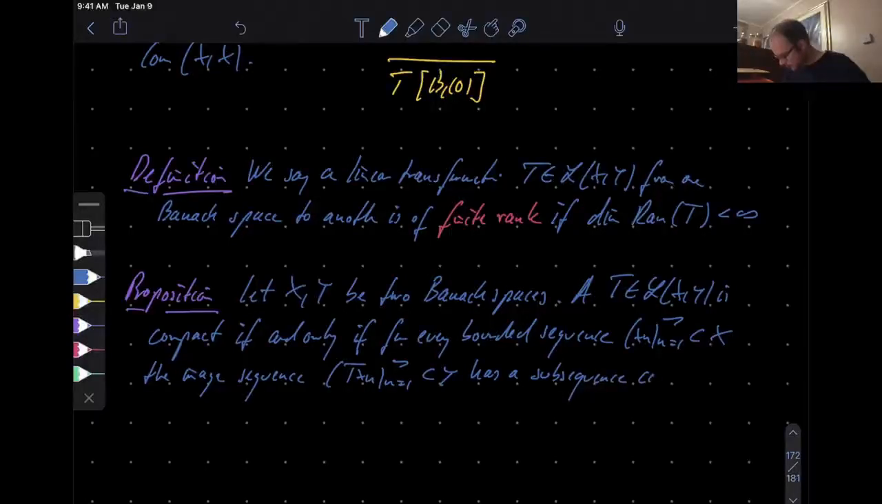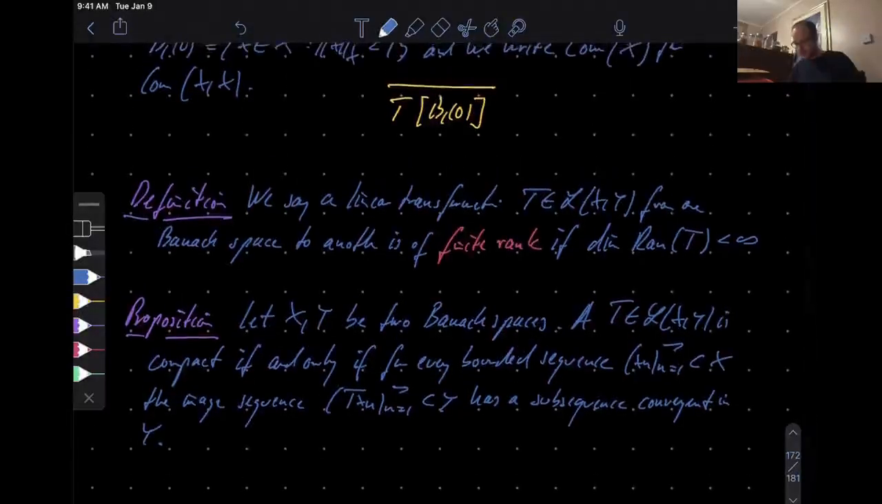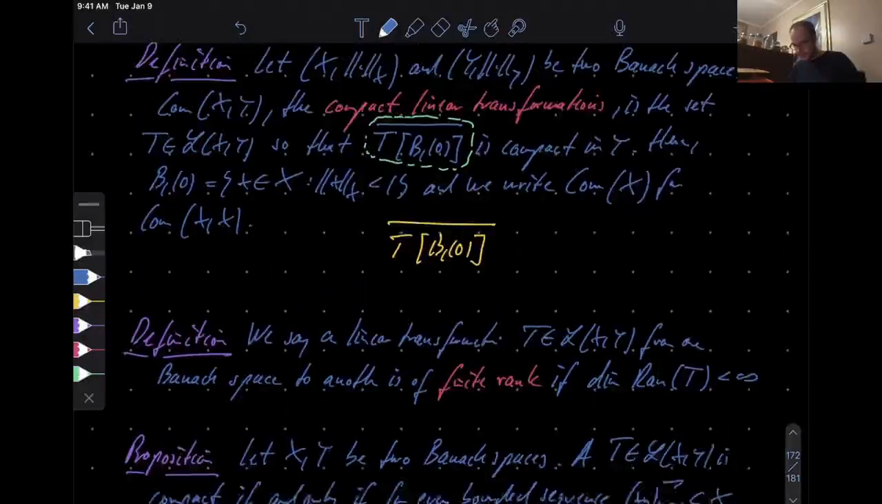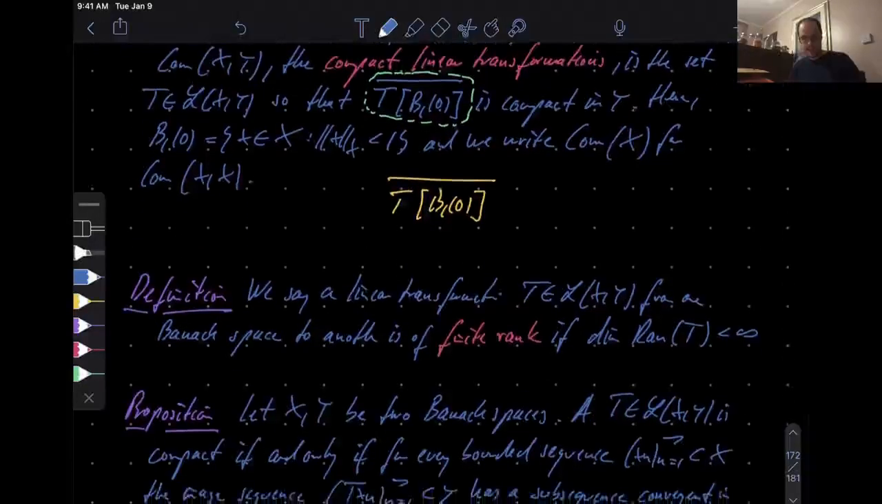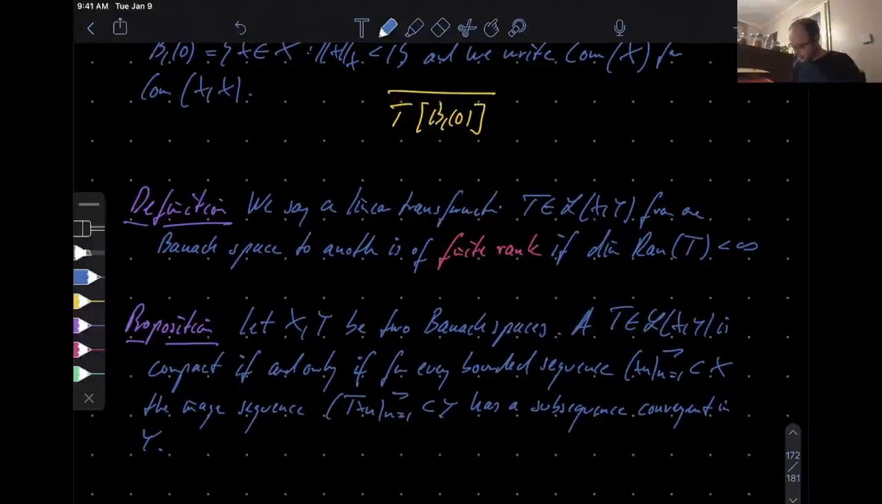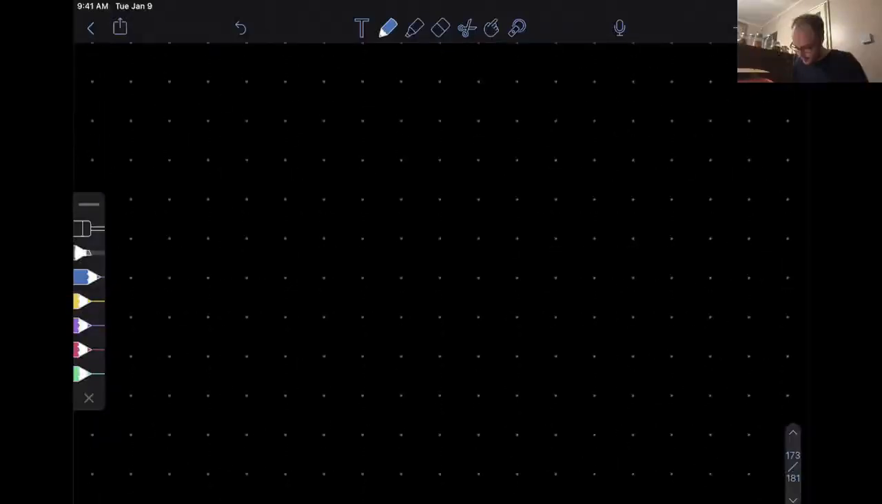The subsequence convergent in Y. Okay, that's the thing. And we will alternatively switch between these two things. So sometimes in proving that something is compact, we will use the original definition, and sometimes we will use this proposition, right? Because they are equivalent. Some people actually define compact operators with the help of this proposition, right? So that the thing is compact by definition if for every bounded sequence the image sequence has a subsequence that is convergent in the space Y. Okay. Proof.